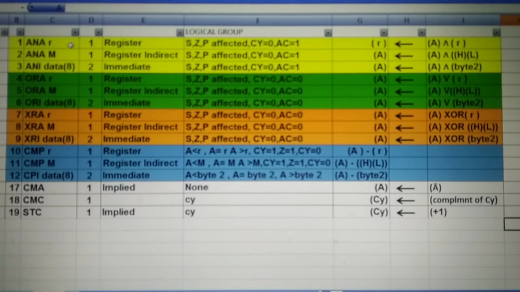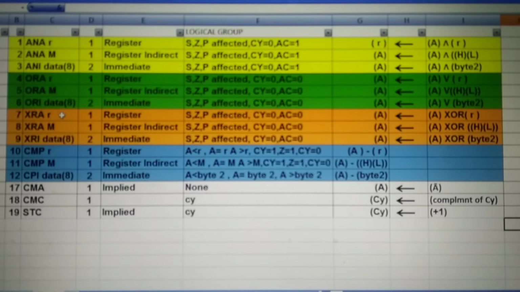Content of R is logically ANDed with accumulator. Content of memory is logically ANDed with accumulator. Byte 2 of the data is logically ANDed with accumulator. Same is there for OR: content of R logically ORed with accumulator, content of memory logically ORed with accumulator, byte 2 of the instruction logically ORed with accumulator.